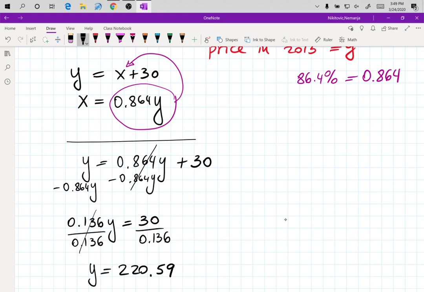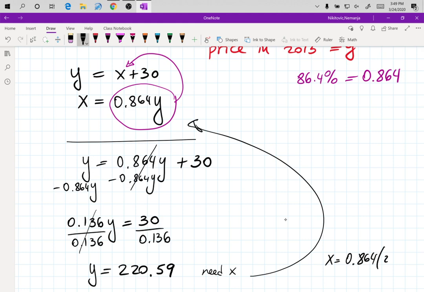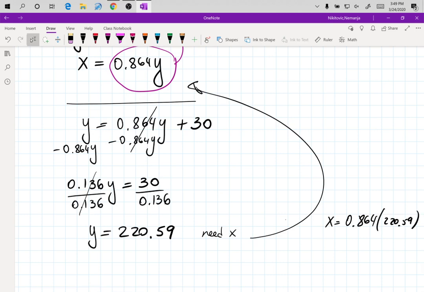We take that y, so now we need x, right? We plug that back in there. x is equal to 0.864 times 220.59. So now we have to calculate that value. So 0.864 times 220.59 gives us x equals 190 point, again 2 decimals, so 59.